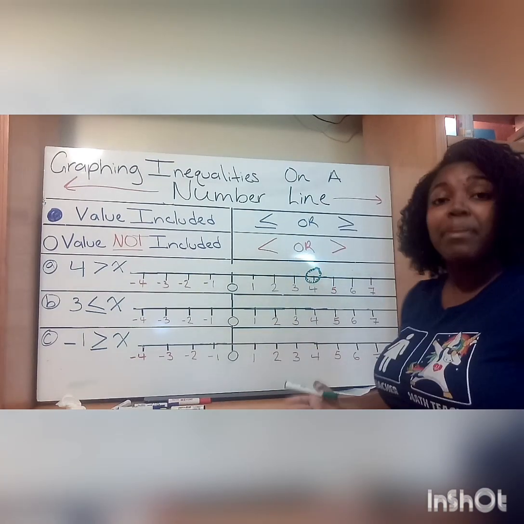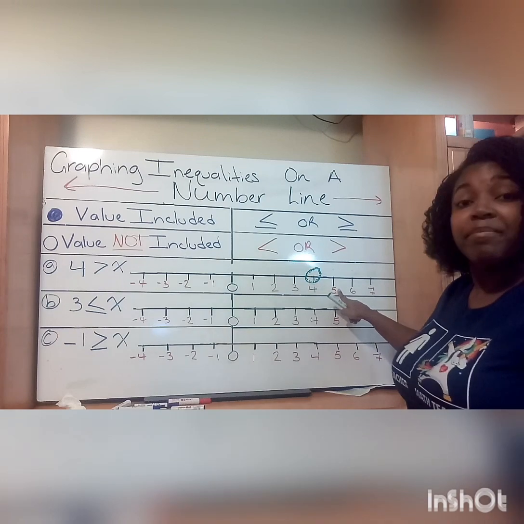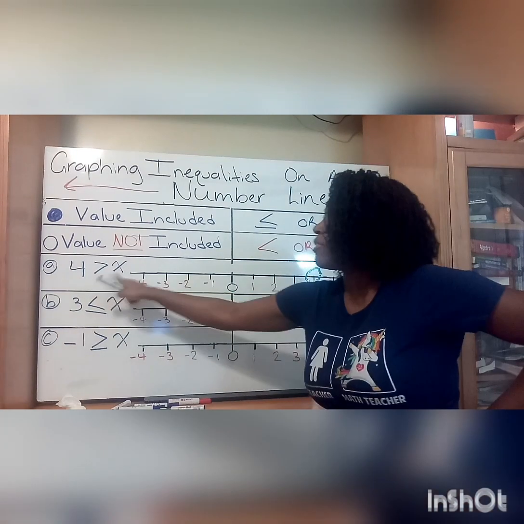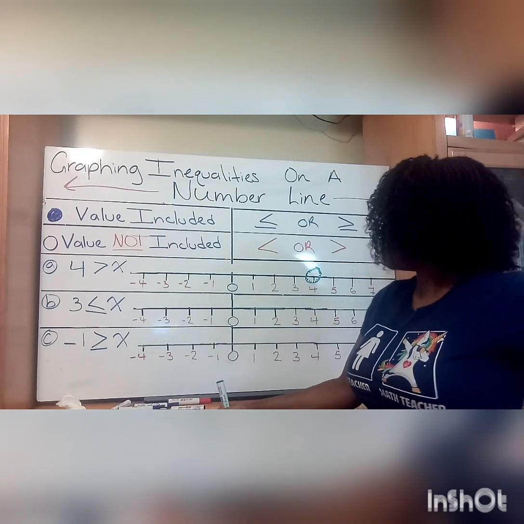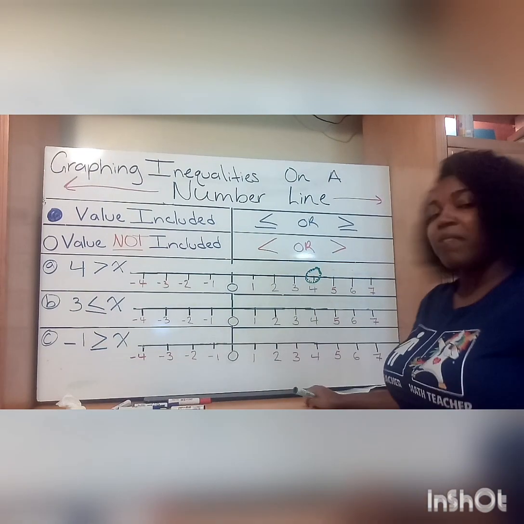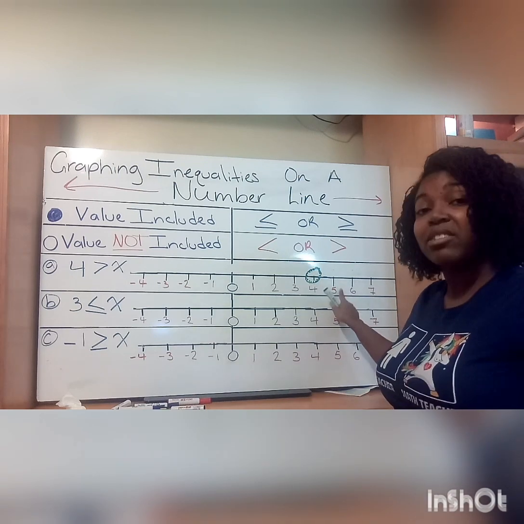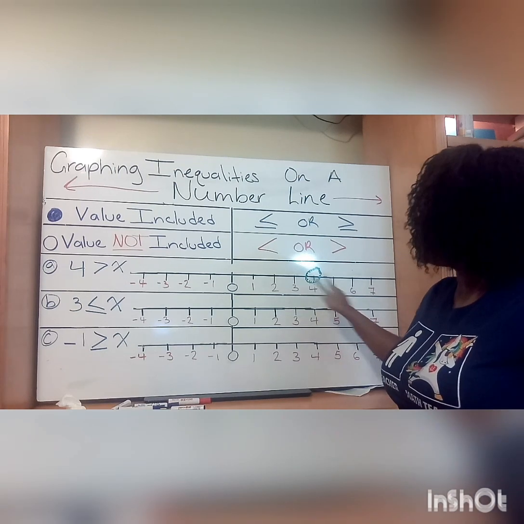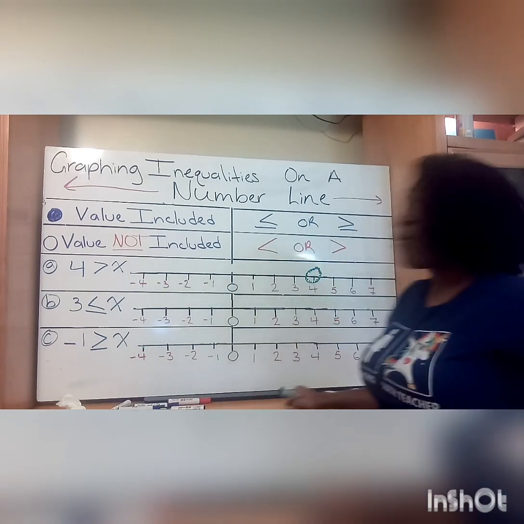But let's see what happens if I picked a number to the right instead. What if I picked 5? Is 4 greater than 5? No, 4 is certainly not greater than 5. It's to the left of 5 on the number line, which means that it's less than 5. So I know that is not a correct solution. I'm going to go ahead and shade in all of my values to the left of 4 on the number line.